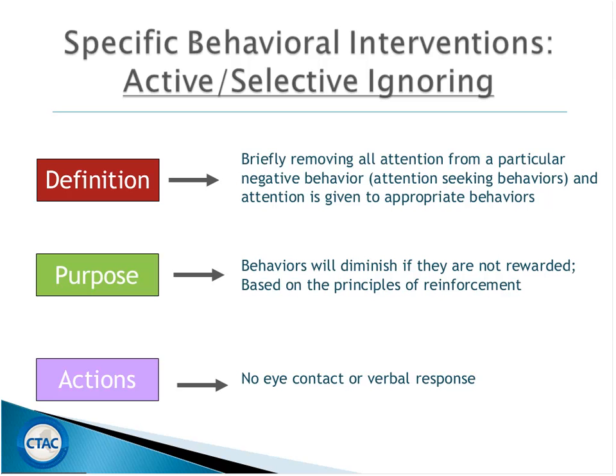So these are, you know, a kid who screams loudly at their parents at the grocery store. They're doing that behavior to bring attention to them and their parent in order to meet whatever goal they want. And attention is given for appropriate behaviors. The purpose is to diminish the behavior and not reward it with attention, and this is strictly based on the principles of reinforcement. So what you do is you withdraw eye contact, verbal responses, and nonverbal responses to the behavior that you're trying to ignore.